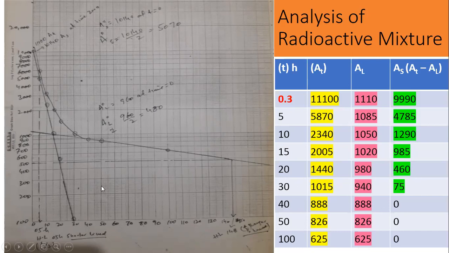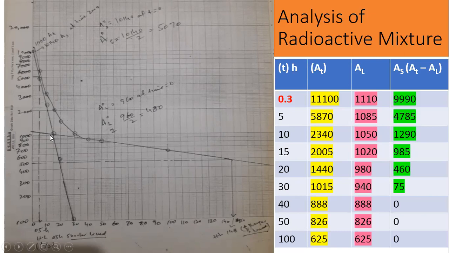So it is simply just to subtract the value of the longer lived out of the total activity of the composite decay. So let's have a look at another point. The last point is the time 30. At time 30 hours, the total activity is 1015. It is here. And the activity of the longer lived, this is the point.